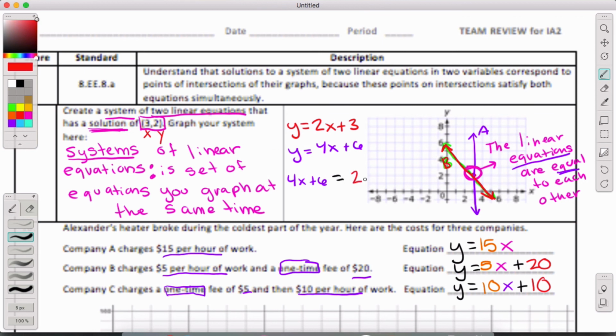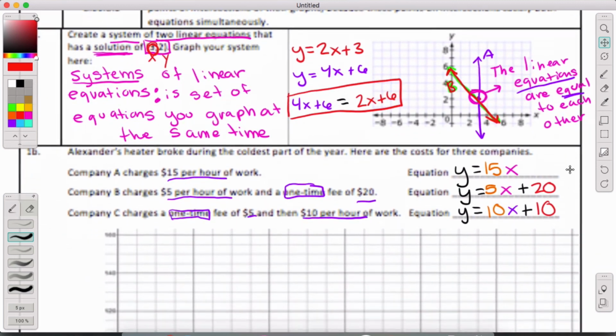And when I solve for x, I will get 3 as my shared x value. And then that would give me my y value. So when we say that they are equal to each other at one point, we literally mean the equations are equal to each other at one point. All right, I'm going to move down here.